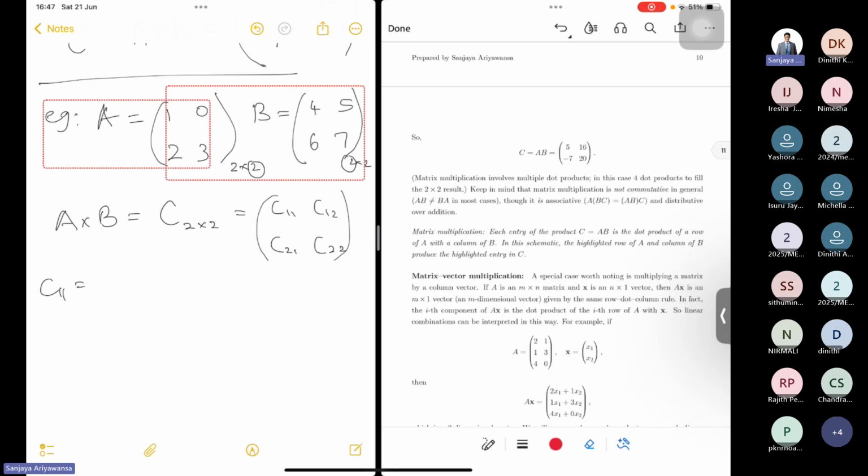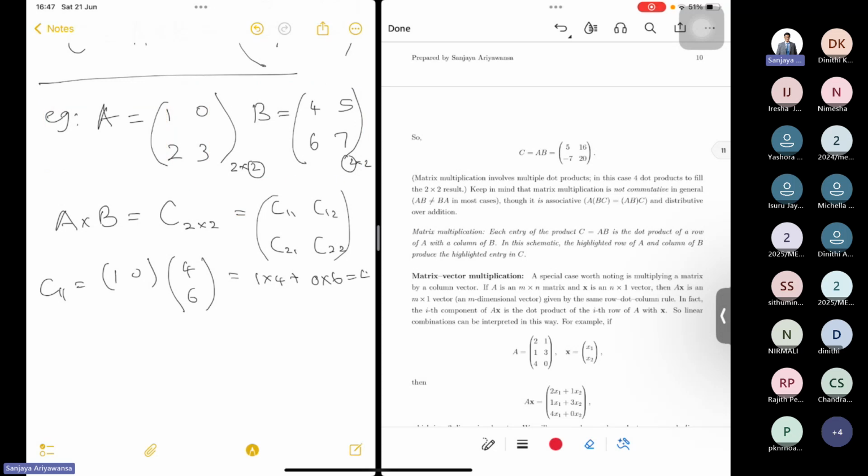So how do we calculate C11? C11 is you take the first row of A multiplied by the first column of B. So that is 1 times 4 plus 0 times 6, which is 4. C12 is you take the first row of A, 1, 0, multiplied by the second column of B, 5, 7. So you get 1 times 5 plus 0 times 7, which is 5.